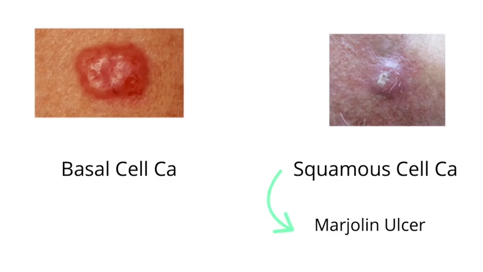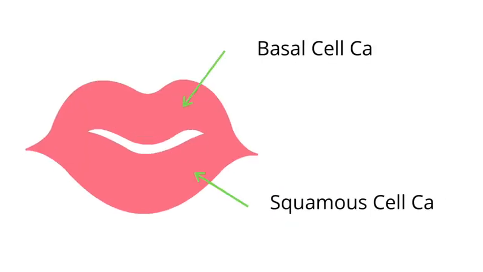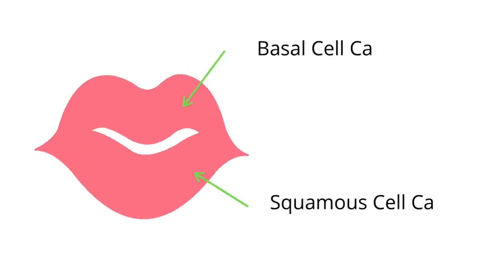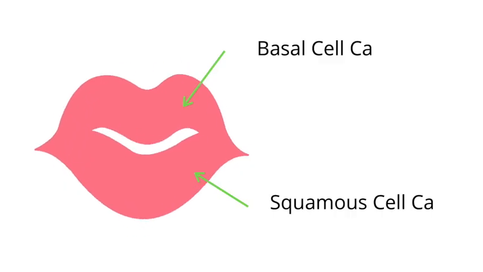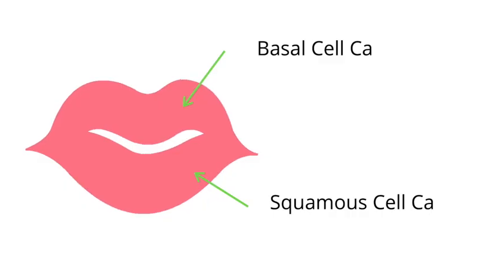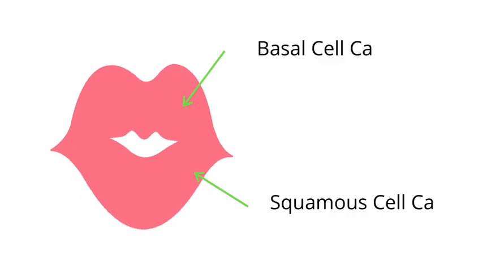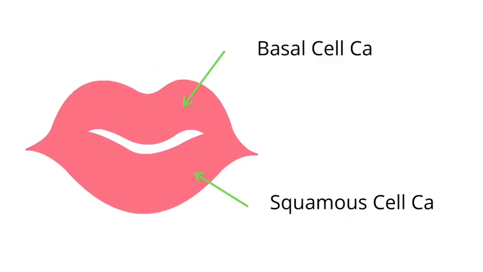Okay, so this lovely picture right here is showing you which cancer affects which part of the lip. So squamous cell carcinoma most commonly affects the lower lip, while basal cell carcinoma affects the upper lip more commonly. I remember this by using BS. So B for the upper lip and S for the lower lip.